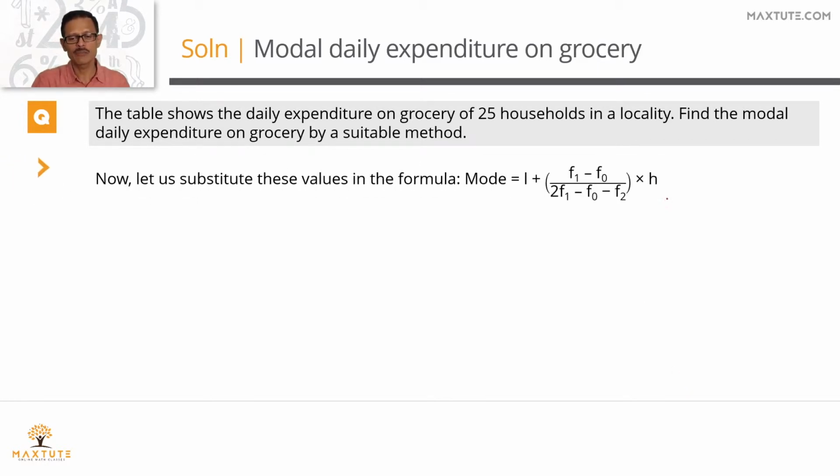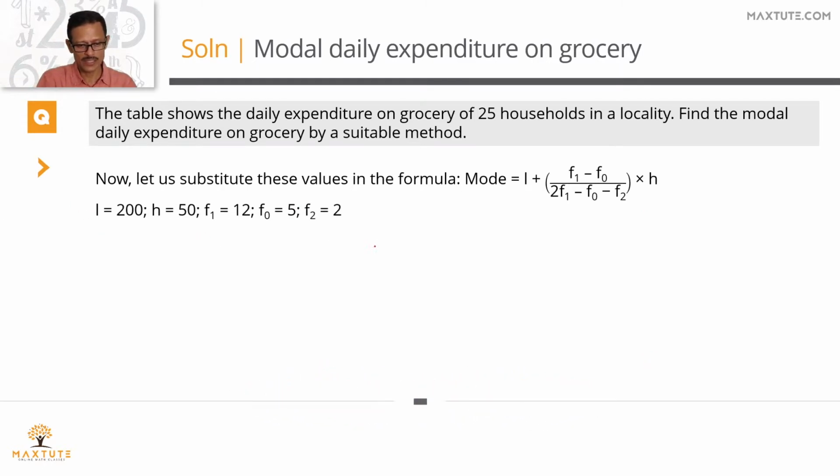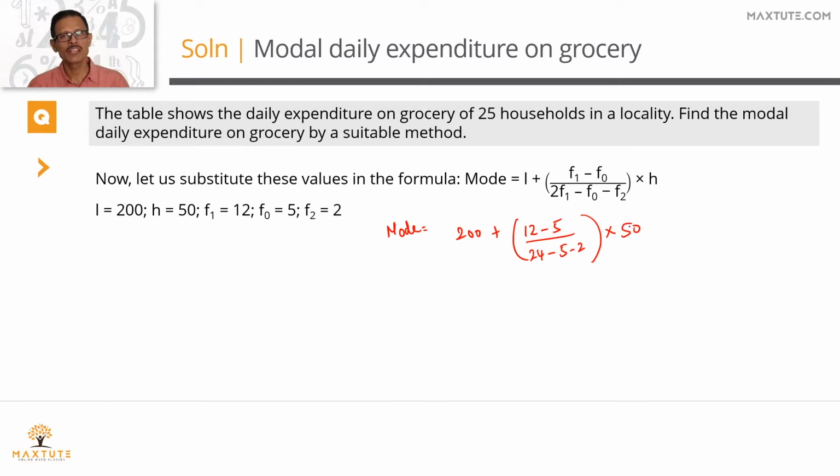Next, you get half a mark for plugging in the values into this formula. Quick reference for these numbers. So L is equal to 200. Our mode, therefore, is going to be equal to 200 plus (F1 minus F0), F1 is 12, F0 is equal to 5, 12 minus 5, divided by (2F1 which is equal to 24 minus F0 which is 5 minus F2 which is equal to 2) into the class size which is equal to 50. If you leave the question at this stage, you will get another half mark for plugging in these values. So you got 2.5 marks.